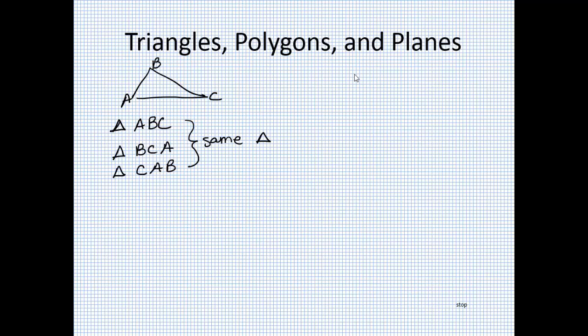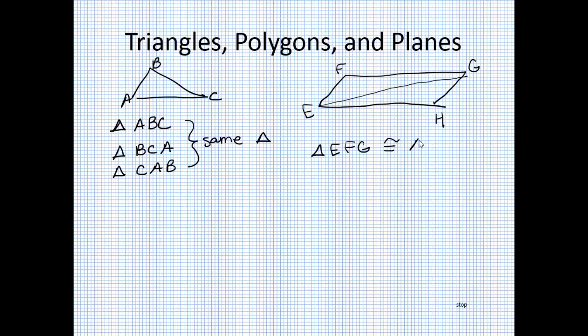Here's an example. I'm going to draw a parallelogram. Let's say that's a real parallelogram and I divide it by the diagonal. And now in my parallelogram, I now have 2 triangles and they happen to be congruent. When I write down my congruent statement, like triangle EFG is congruent to another triangle, I have to be very careful what order I put the angles in.